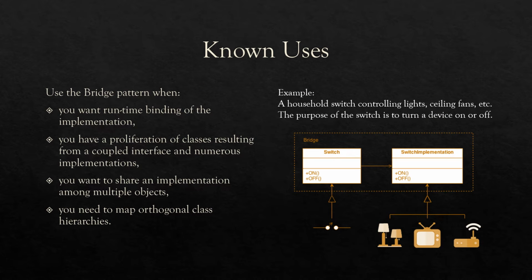Next, let us look at the known uses of the bridge pattern. So when do we exactly use bridge pattern? We use the bridge pattern when we want runtime binding of the implementation. Next, we also use it when we have a proliferation of classes resulting from a coupled interface and numerous implementations. Next, we also want to share an implementation among multiple objects, so we would have to use the bridge pattern here. And last but not least, we would use the bridge pattern when we need to map orthogonal class hierarchies.